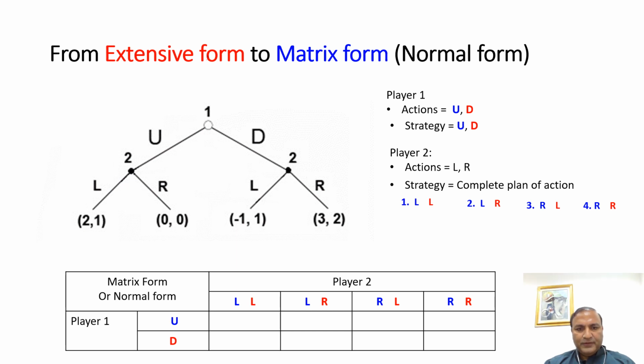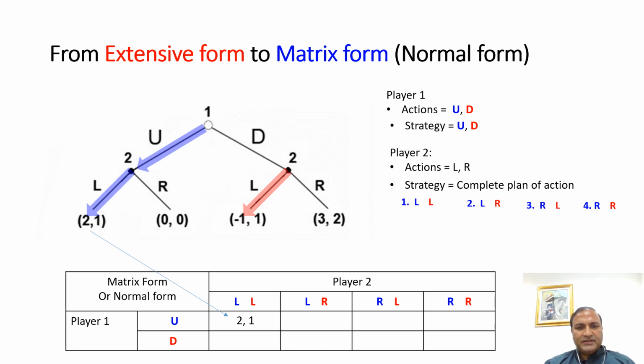So let us take the first one where player 1 is choosing U, and the strategy of player 2 is to choose L here and L on this side. According to this possibility, player 1 is choosing U and player 2 is choosing L, so the game is coming here. So this is the payoff. Player 1 will get 2 and player 2 will get 1. So we can write this number here.